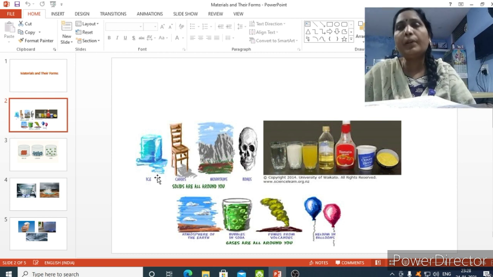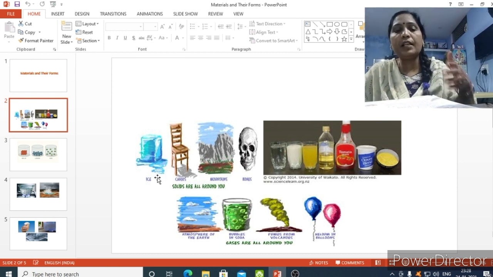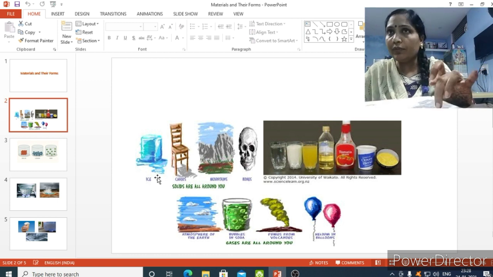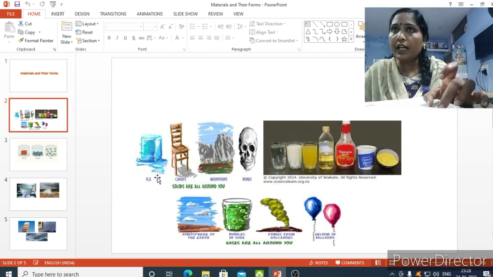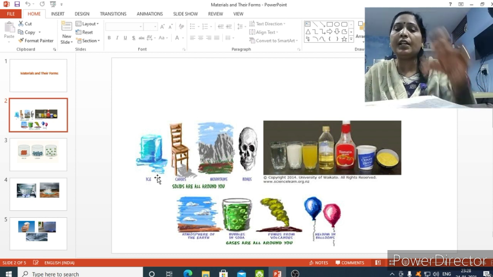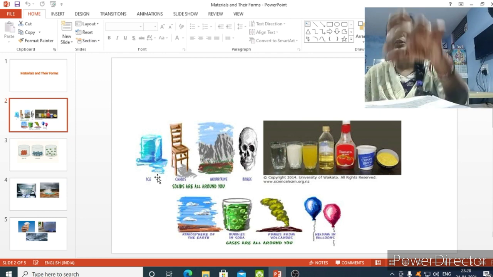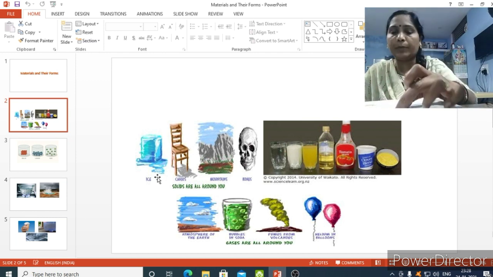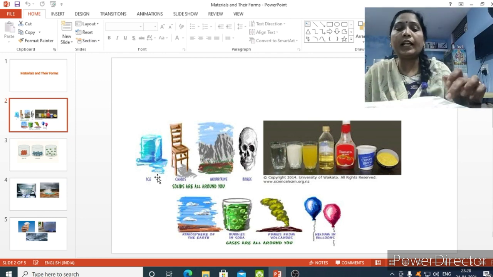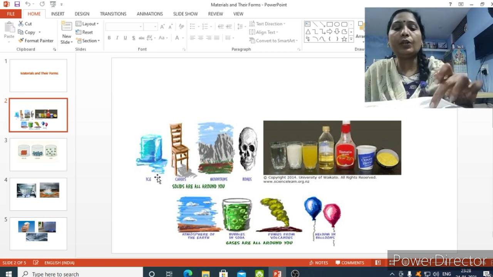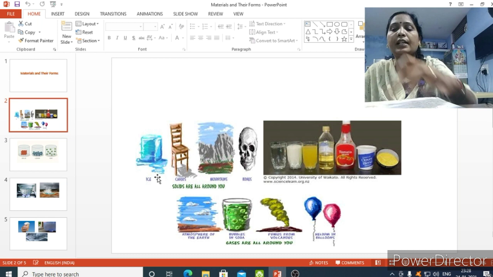Why are you considering it as solid? Because it has a fixed shape and it is occupying some space. The same way for smoke, for ice cream, and for the juice. Identify these three things, whether they are liquids, solids, or gases. You identify and also write the reason why it is coming under that particular group. And come to the next question.